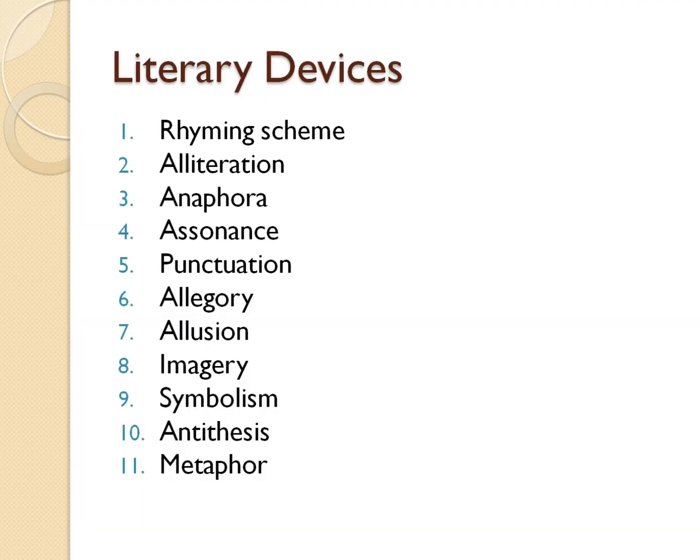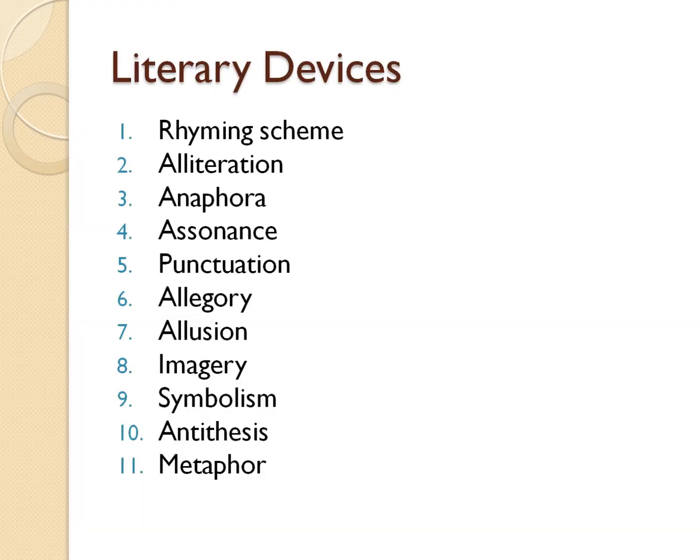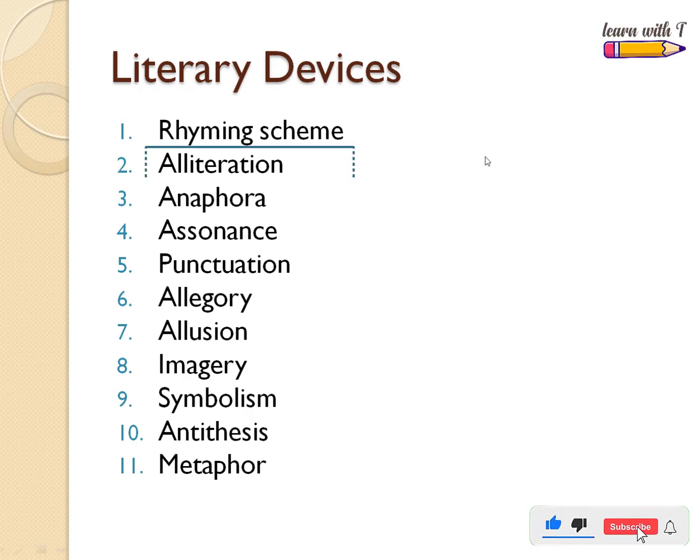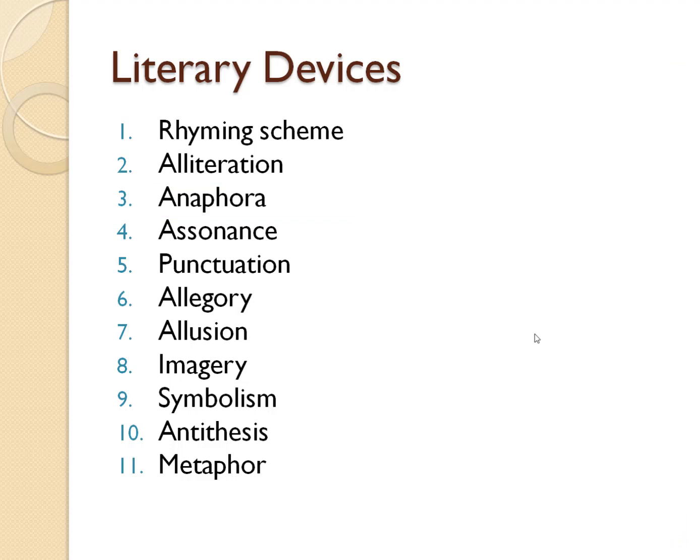These are some of the literary devices which William Blake has used in his poem A Poison Tree. He has used rhyming scheme, alliteration, anaphora, assonance, punctuation, allegory, allusion, imagery, symbolism, antithesis, and metaphor. Careful use of all these literary devices has made his poem more thoughtful and meaningful for his readers. We are going to discuss all these devices one by one while reading the poem A Poison Tree.